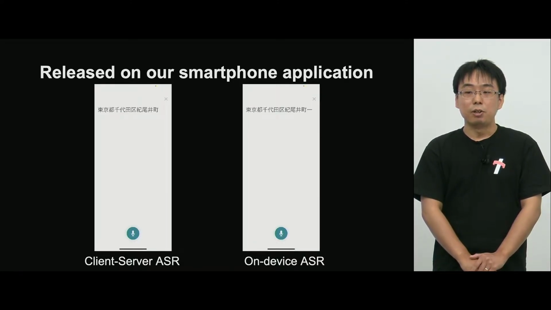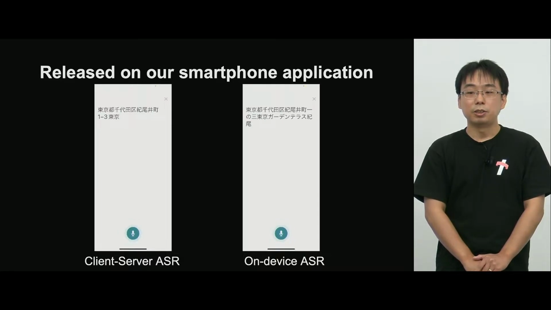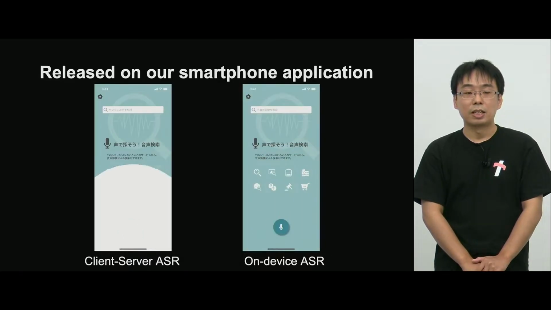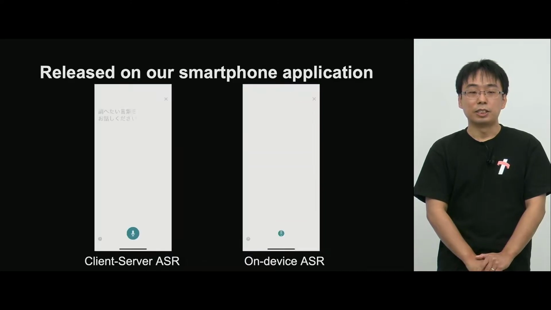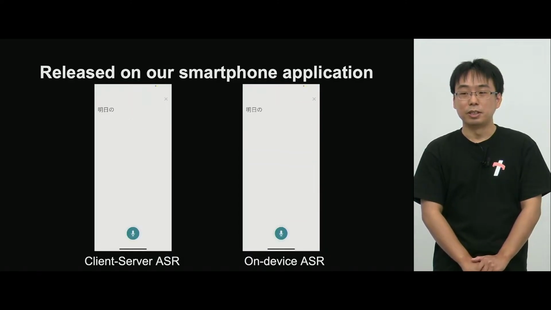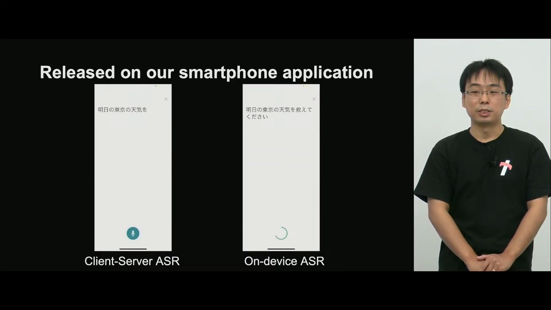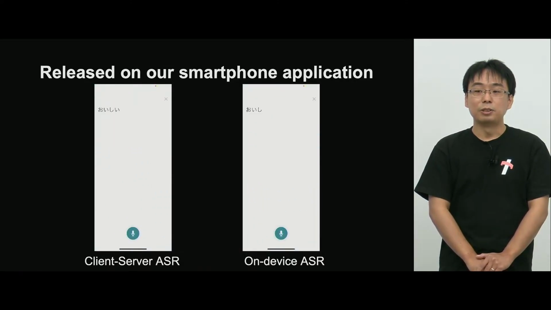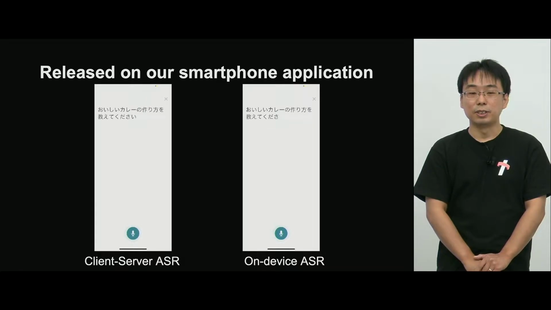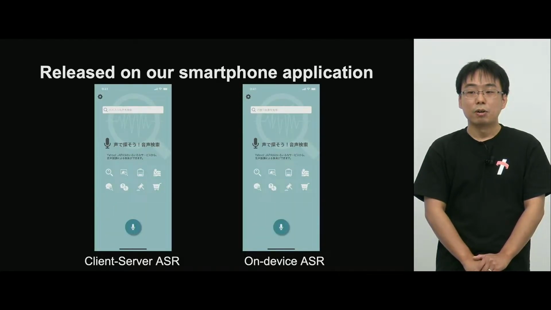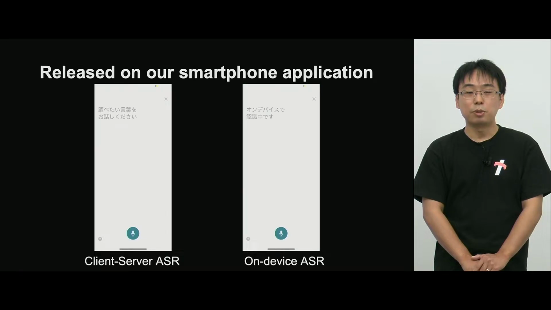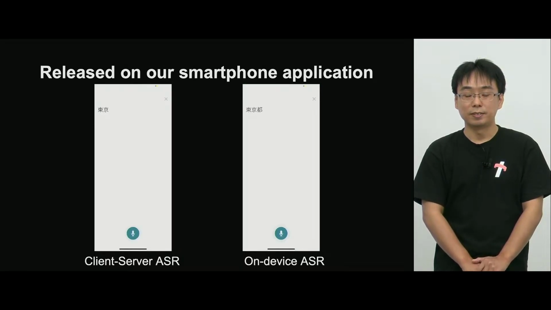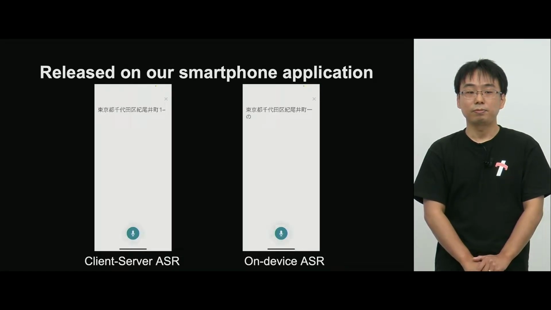In this slide, the current YJVOICE and also the 音声検索 app are displayed. The left is the server-client ASR and the right is the on-device ASR. You can see that on-device ASR gets the result faster, and the accuracy is also close to the current YJVOICE.